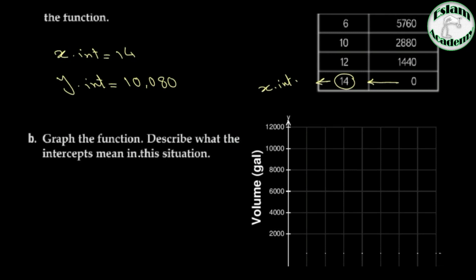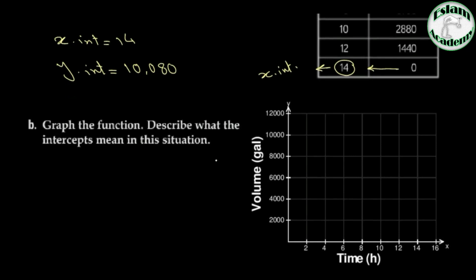Now we need to graph the function by using the x-intercept and y-intercept. As we said, the x-intercept is equal to 14. So on the x-axis we'll choose 14. And on the y-axis we have the point 10,080. So on the y-axis we'll choose the point 10,080. Then we draw the line.